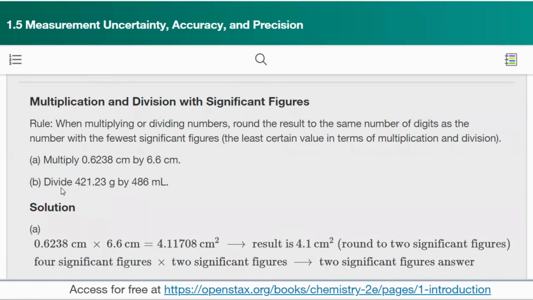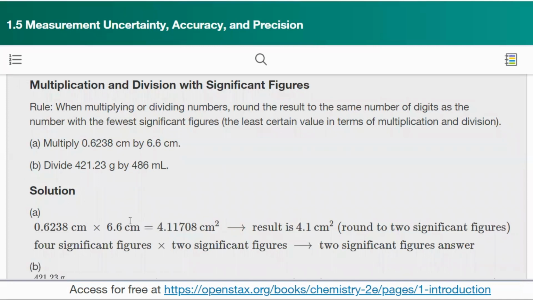Okay, so now let's divide. Let's go to question B, example B. Divide 421.23 by 486. Divide 421.23 grams by 486 milliliters. So this is going to be actually a density calculation. And we could see there are 5 significant figures here and there are 4 significant figures here. So the smallest number of significant figures is 3. There are 3 significant figures here.